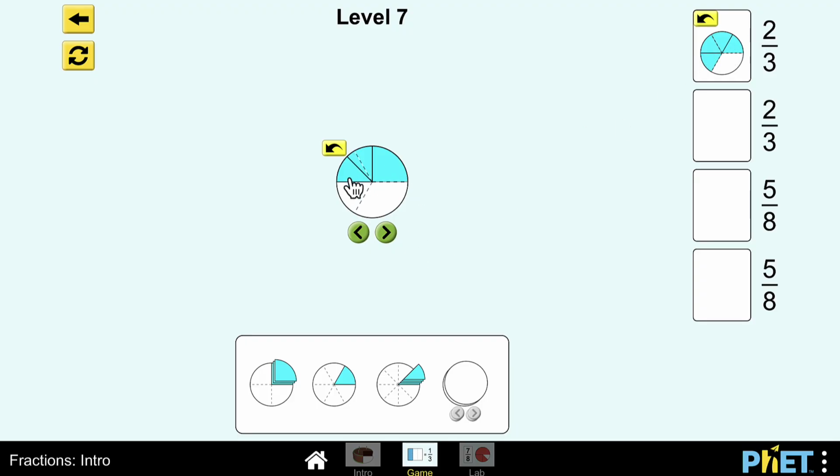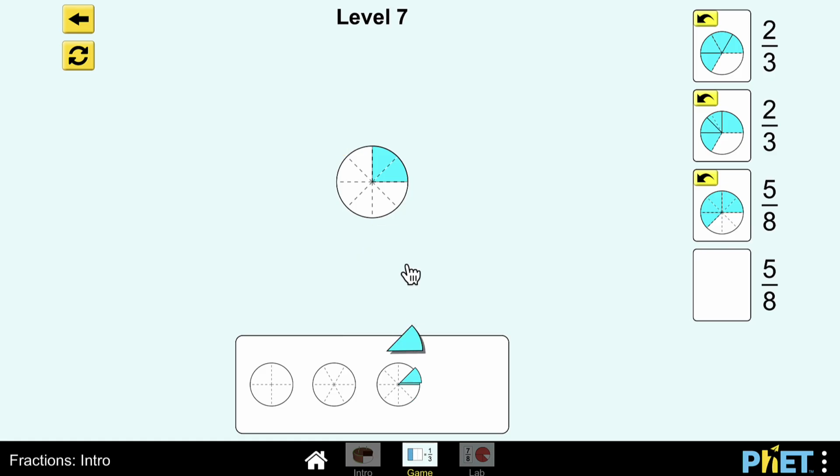So if half is matching 3/3, all what I need is 1 over 6 to make 2/3. Good job. You see it's getting trickier. Here I need 5 over 8, so I can use 2 quarters, which is the same as 4 over 8, and then one more from here. And in the last one, mostly I will use everything. So if I need to make 5 over 8, 1 quarter is 2 over 8, 3 over 8, 4, and 5/8.